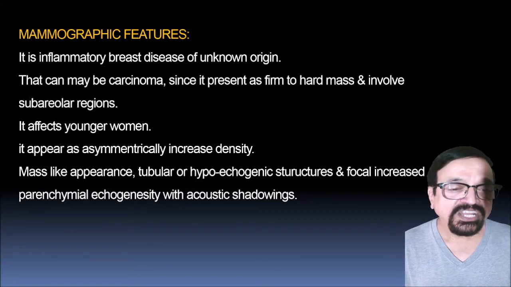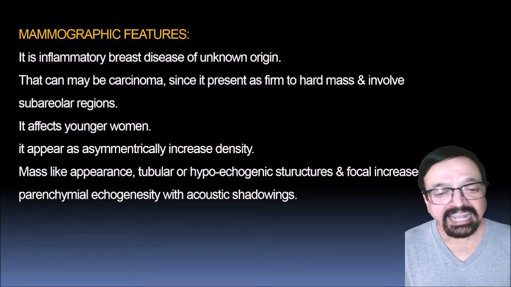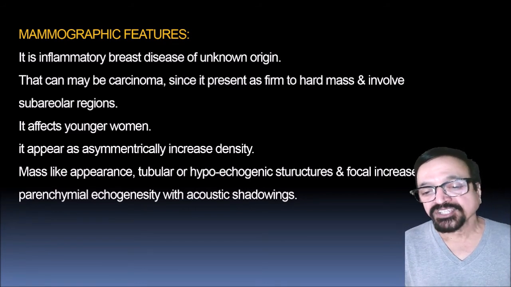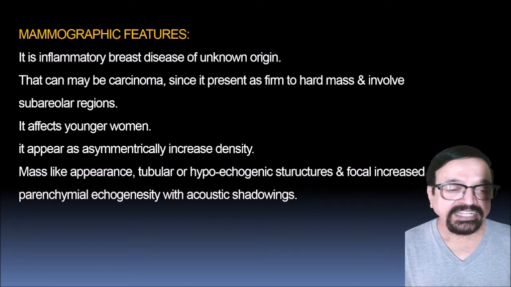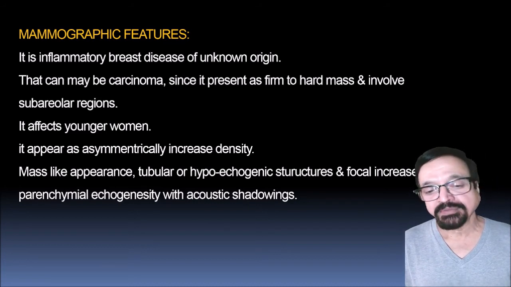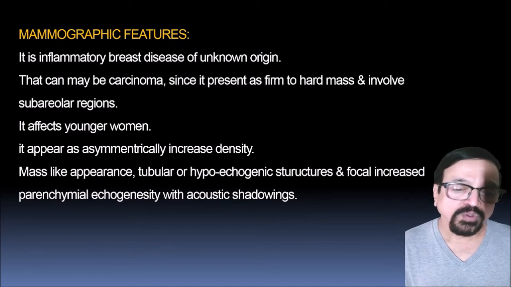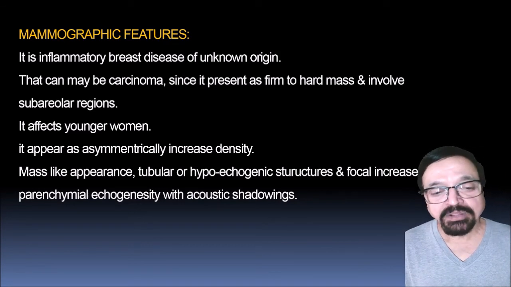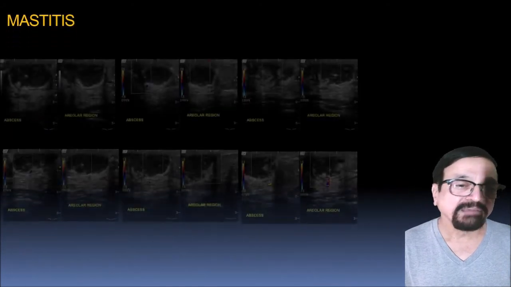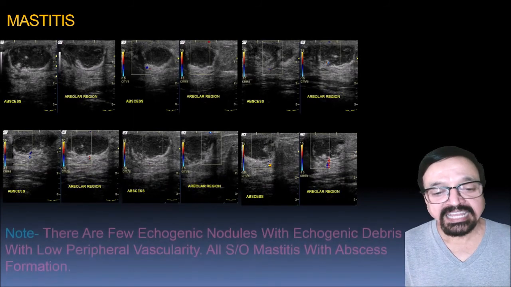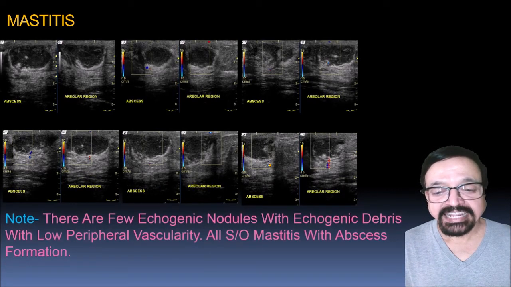It affects younger women. It appears as asymmetrical increased density, a mass-like appearance, tubular or hypoechogenic structures, and local increased parenchymal echogenicity with acoustic shadowing, which are the mammographic features with top-up sonography. Now acoustic shadowing and all are features of sonography. We combine both together, mammography as well as sonography. Now here you can see the described findings.